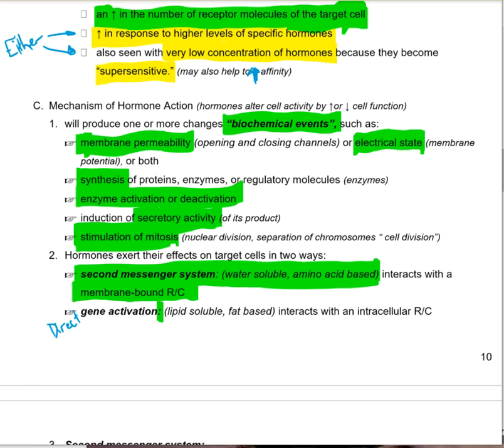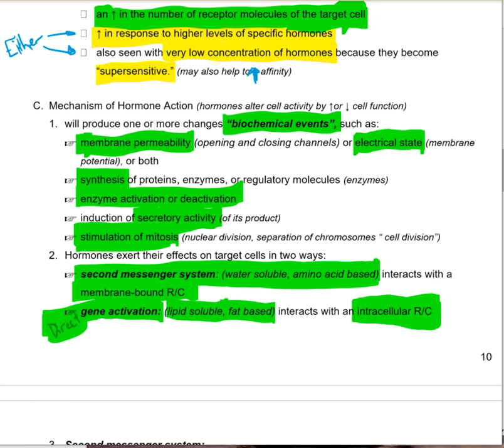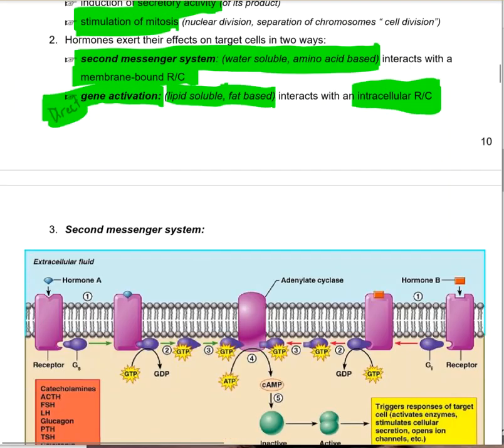So in direct gene activation, we have lipid soluble hormones, the ones that were steroid based or fat based, right? These are our second type of hormone, and they interact with intracellular receptors. We're going to go over each one of these next. So we're going to start with the second messenger system.